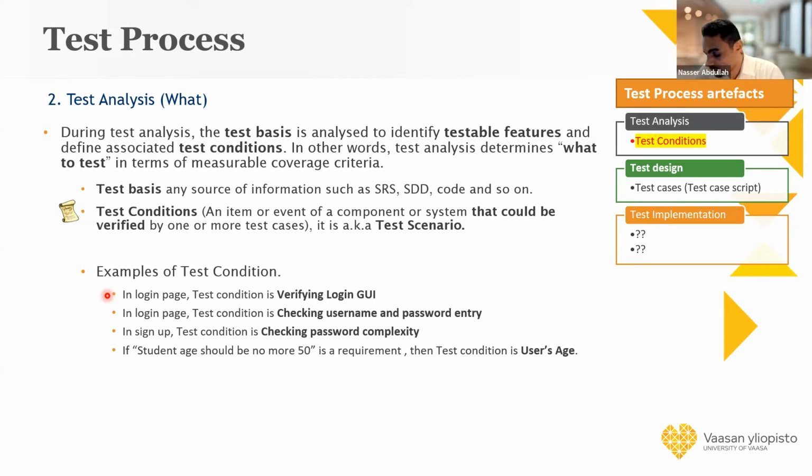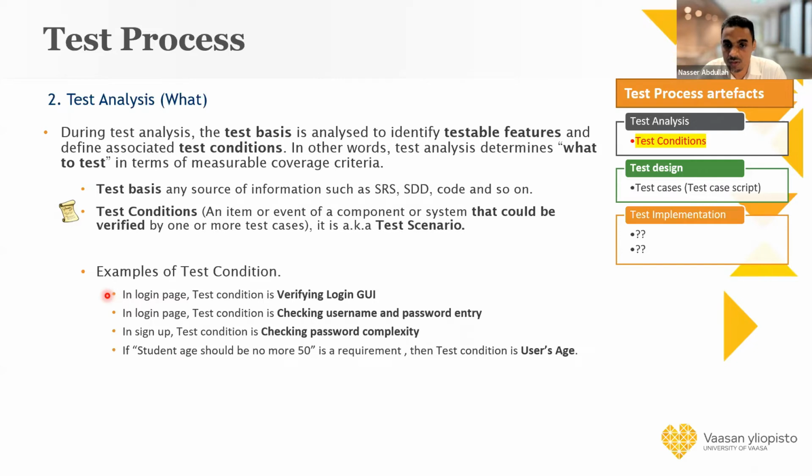Another example of a test condition is checking the username and password entry. Maybe you have many possibilities for checking that. For example, the username and the password are empty. The username is valid and the password is invalid. Or the username is not acceptable, for example, it does not meet the criteria of the username. So this is checking user and password entry, and this is a test condition. We can say a test condition is something like a scenario.